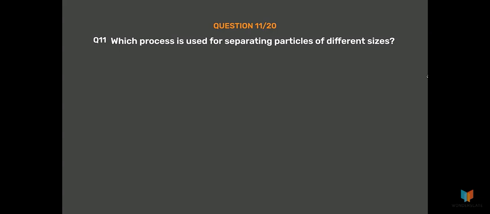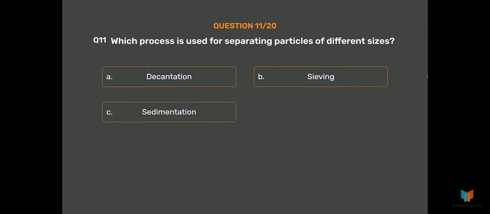Question number 11. Which process is used for separating particles of different sizes? Option A. Decantation. Option B. Sieving. Option C. Sedimentation. Option D. Distillation.